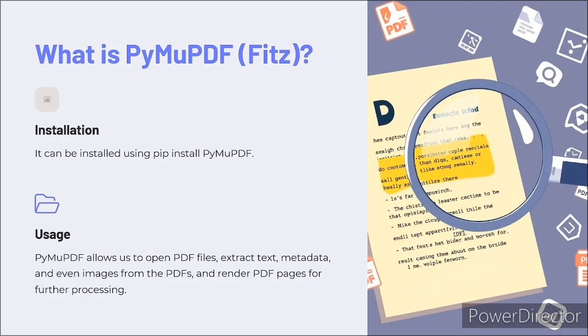Feeds is a Python library used to extract and read the information from PDF documents. It can simply be installed by running the command pip install feeds in the command prompt. Feeds allows us to do various functions such as opening the PDF files. It also allows us to extract the data, metadata, and even images from the PDFs. It also helps us render the PDF pages for further processing. In this project, we use feeds to open each PDF file and extract the required text from the PDF.